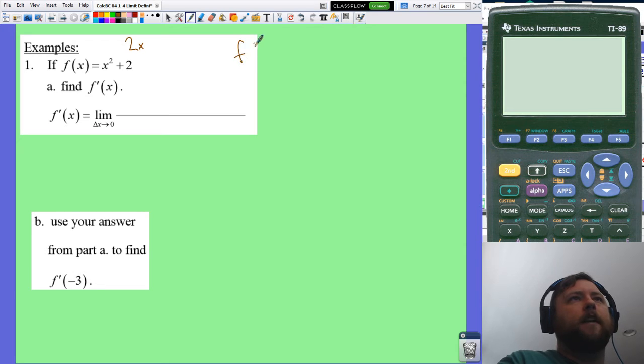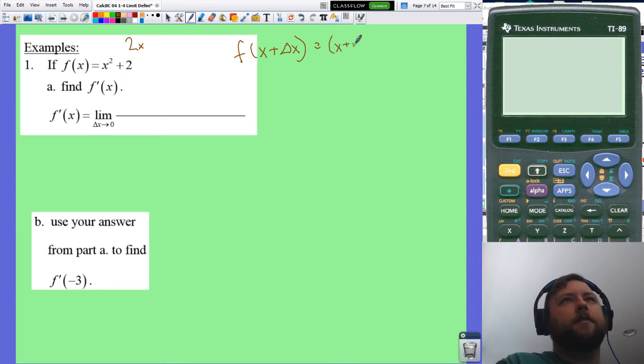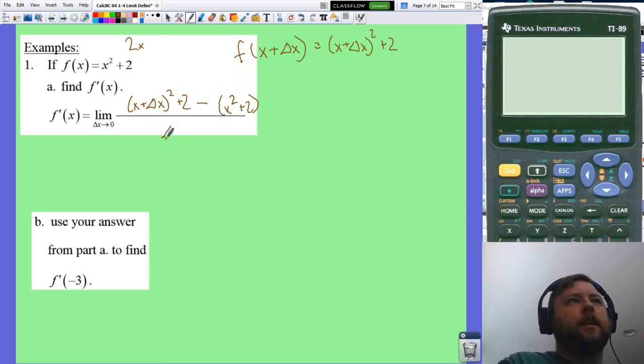So it's going to be f of x plus delta x. In this case, if you plug in x plus delta x, it's going to be x plus delta x squared plus 2. All right? So I'm plugging that in. So I'm going to say x plus delta x squared plus 2, minus x squared plus 2, that's just your f of x, over delta x.